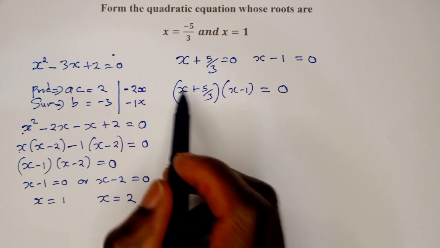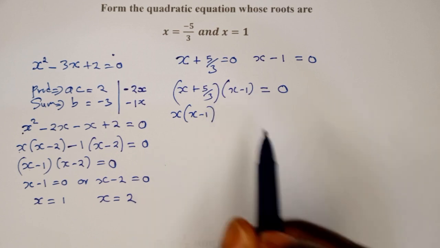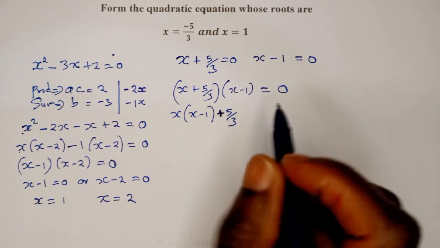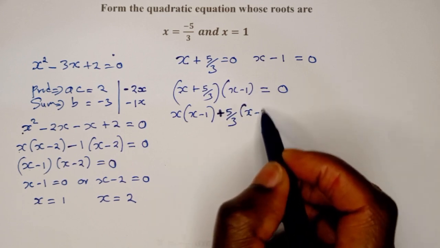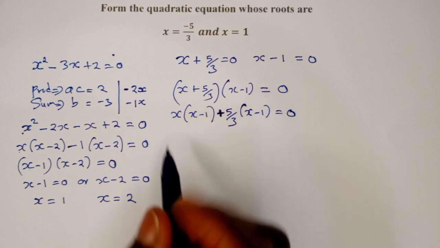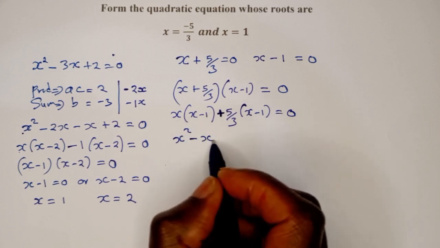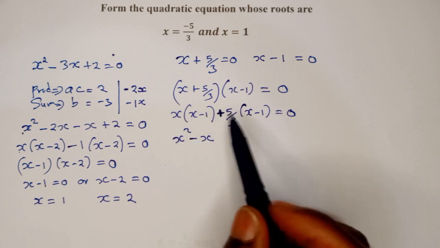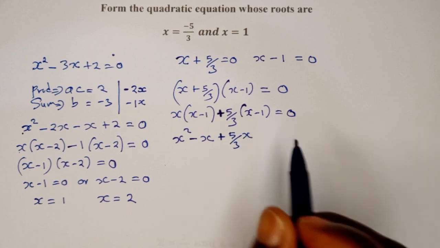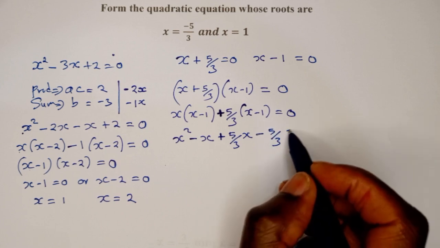This x I multiply by everything in this bracket, so it will be x into x minus 1. Then this 5 over 3 I multiply by everything in this bracket, so I'll have plus 5 over 3 into x minus 1 equals 0. Now open the bracket. x times x gives you x squared. x times negative 1 gives you negative x. You are done with this bracket. Come to this one. 5 over 3 times x gives you plus 5 over 3x. 5 over 3 times negative 1 gives you negative 5 over 3, equals 0.